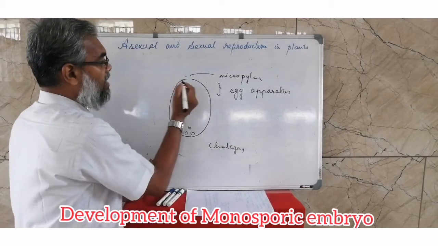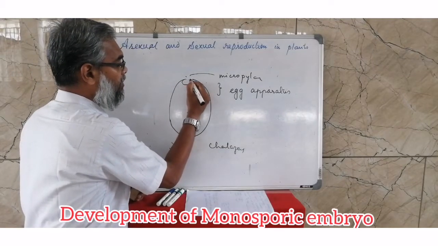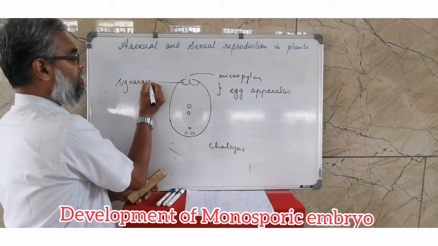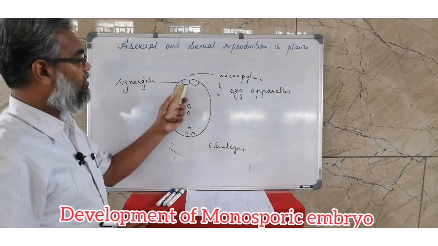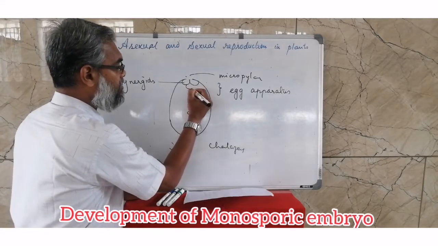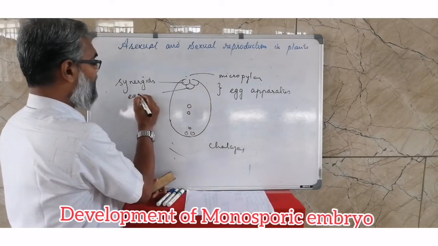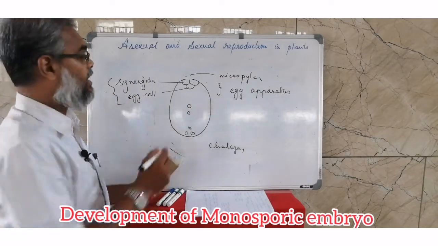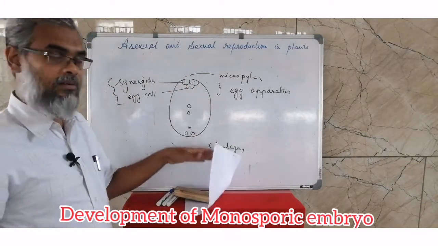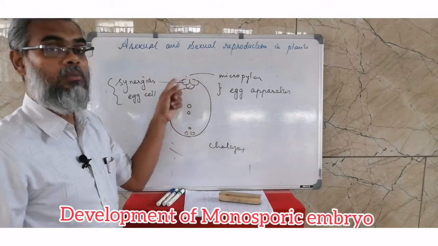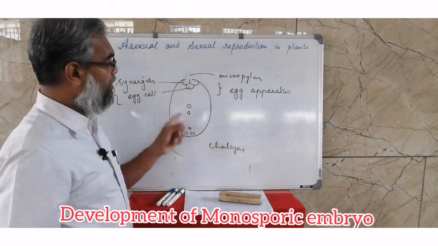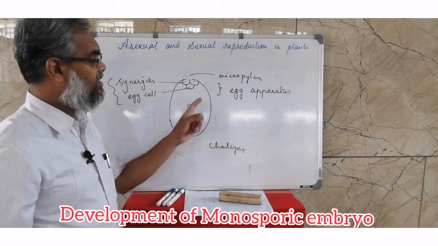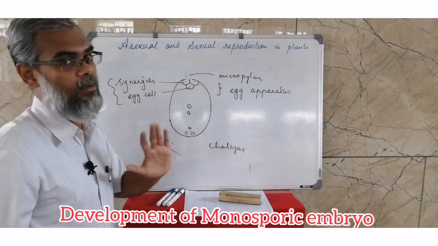How are the 3 cells formed? They are formed as 2 cells called synergids, and the next one is the egg cell. So these synergids and the egg cell together are called the egg apparatus. Where will it be? It will be at the micropylar end of the embryo sac. 2 synergid cells and 1 egg cell make up the egg apparatus.